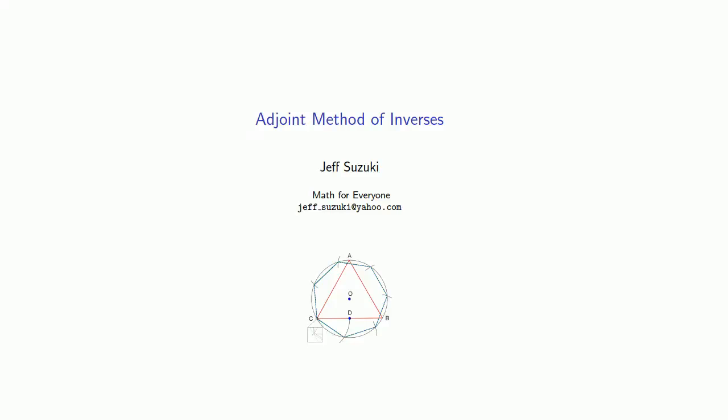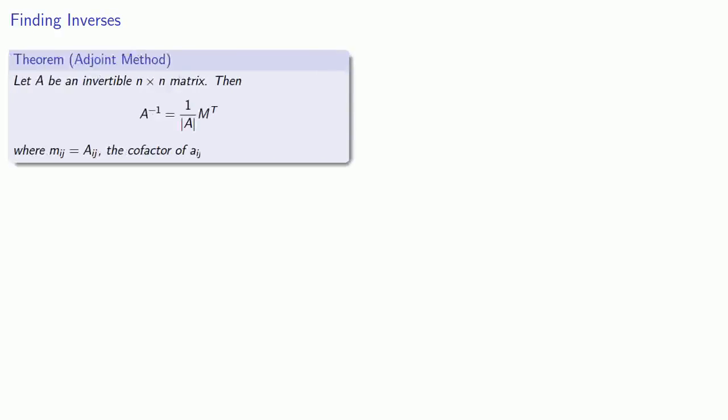Another method of finding the inverse of a matrix is known as the adjoint method. The adjoint method is based on the following theorem. Let A be an invertible n by n matrix. Then the inverse of A is 1 over the determinant times the transpose of some matrix M, where the components of M are the cofactors of the original matrix.